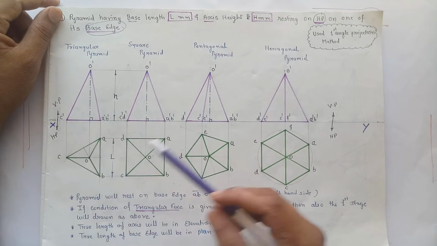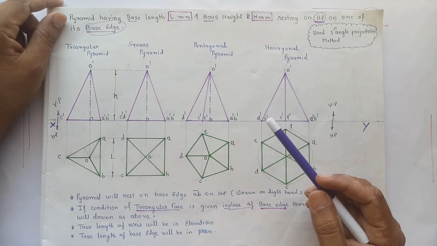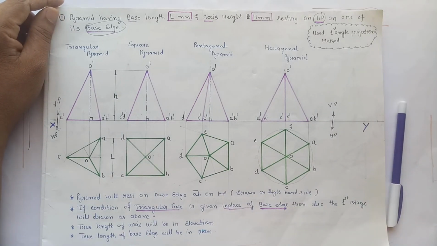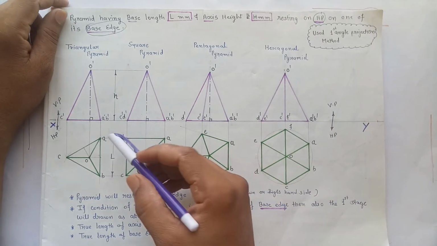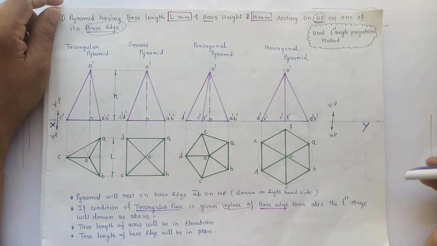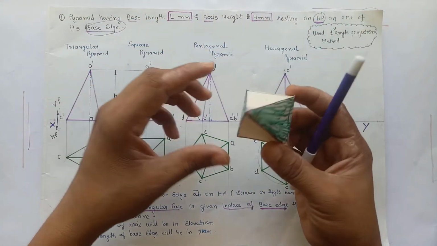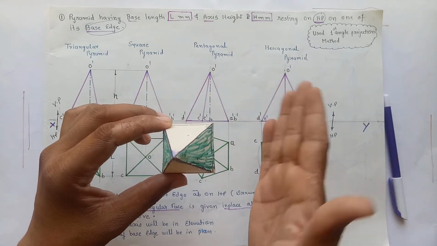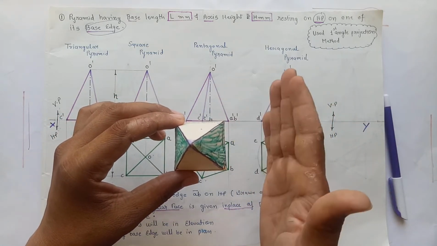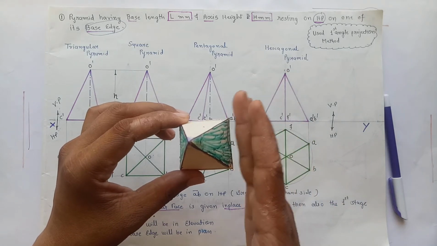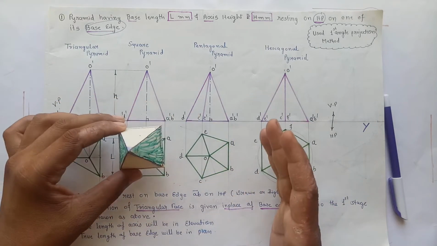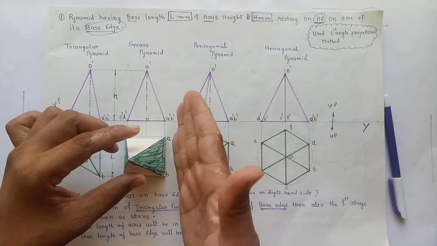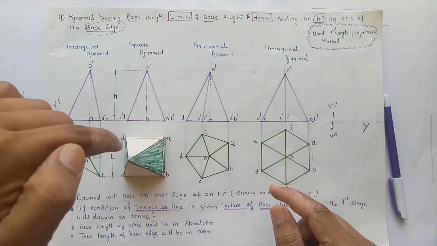So here I have drawn the first stage, that is the plan and elevation in the first stage of each and every pyramid, and I have taken the base edge on the right hand side by taking the example of the square pyramid. If it is resting on its base edge, the base edge on which it will rest on HP should be on the right hand side of the drawing. So like this, if it is resting on its base edge, we have to take the base edge on the right hand side and we have to draw the top view.